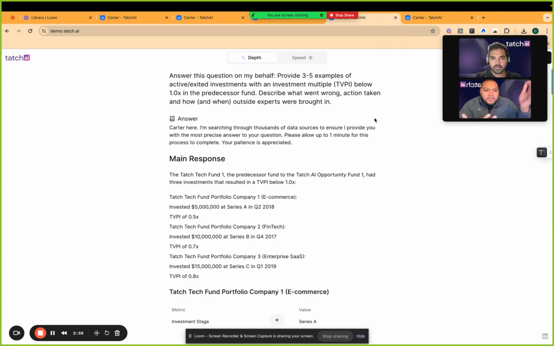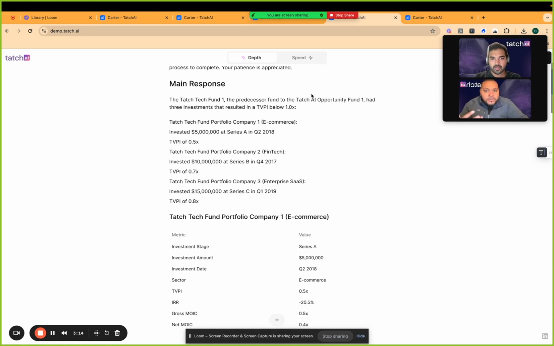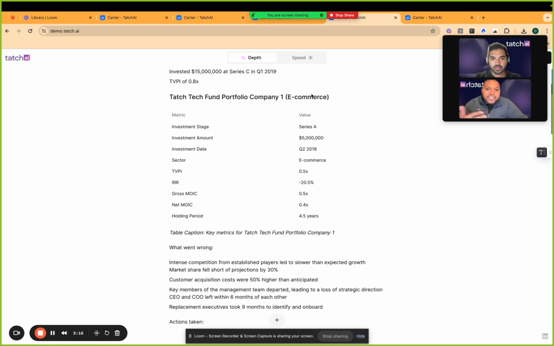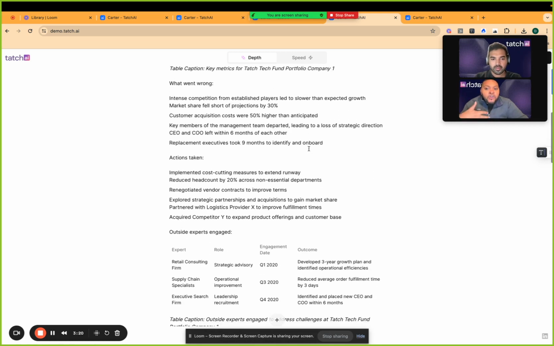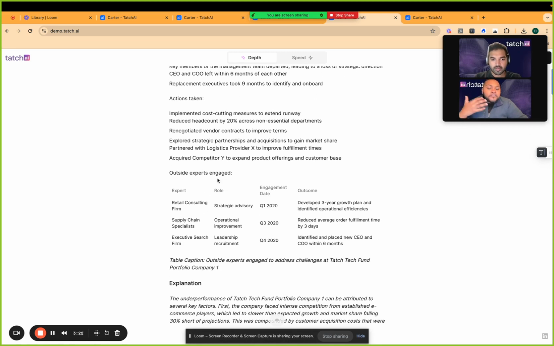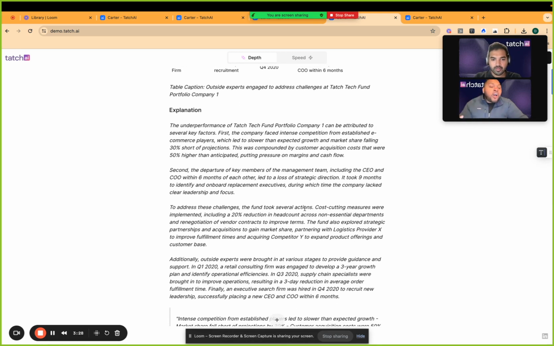This is another example where I think some of these question-by-question approaches can be helpful when they're pretty detailed. One example I like is, hey, give me 3 to 5 examples of an exited investment where the TVPI wasn't that high, where it was under 1, so you basically lost money on the investment. Carter goes through and gives one for an e-commerce company, describes in depth what went wrong, which actions were taken, which different experts you engaged to try to mitigate the issue, and ultimately gives this broader explanation of the whole context of what happened.